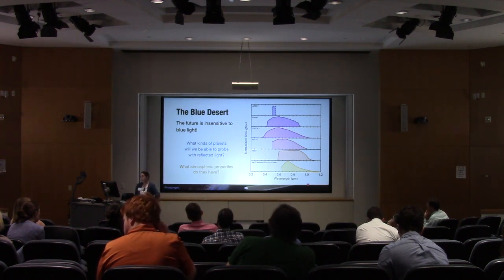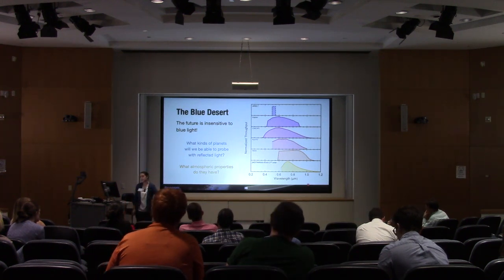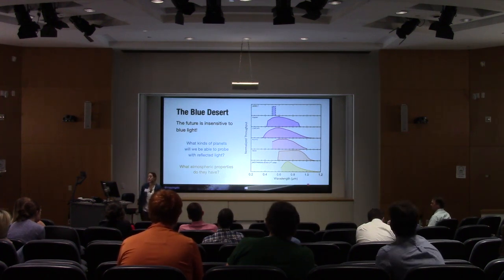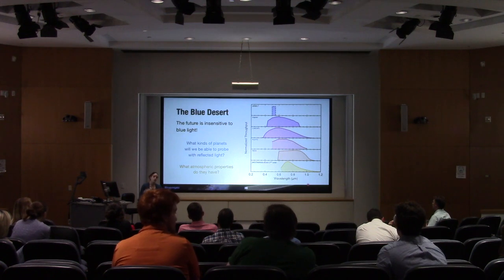And so one of the recent things I've done is some modeling about what kinds of planets we are actually able to probe with reflected light in this new era brought to us by TESS and the missions beyond it, and what kind of atmospheric properties they have.